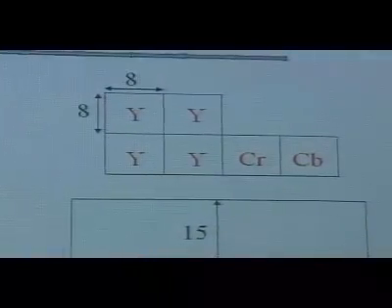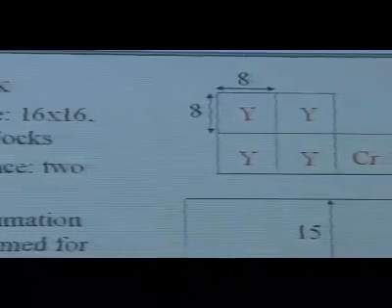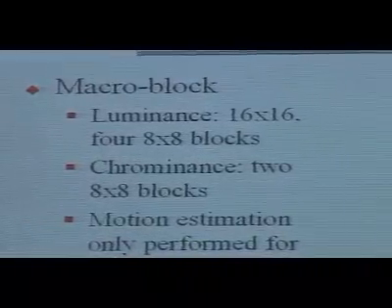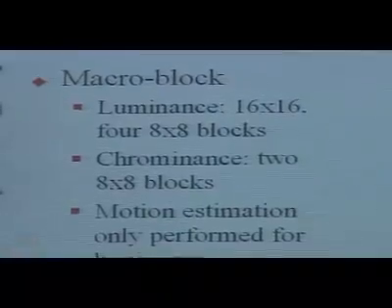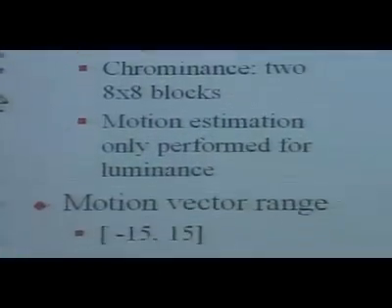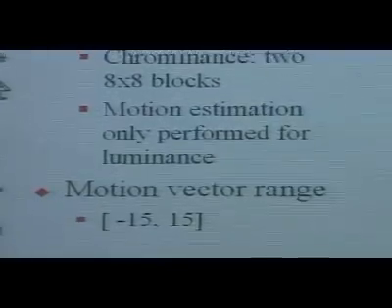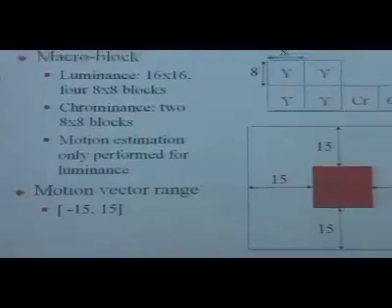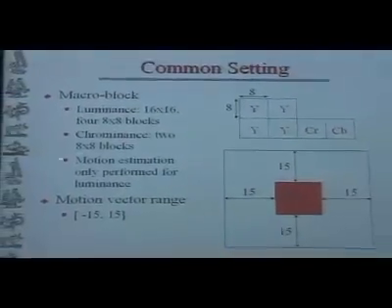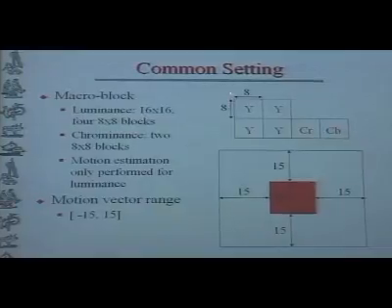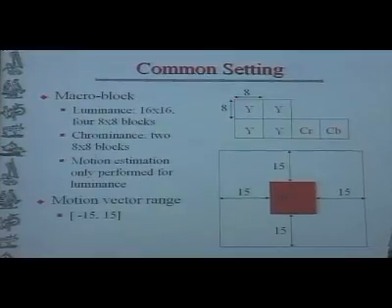Motion estimation is only performed on the luminance space. We never do motion estimation for Cr and Cb, because they are correlated anyway. So if you find a good motion vector for Y, that motion vector is also very good for Cr and Cb. So let's not waste time. The chrominance typically has a smaller size, so it will be 8 by 8, and we only do motion estimation on this Y block.